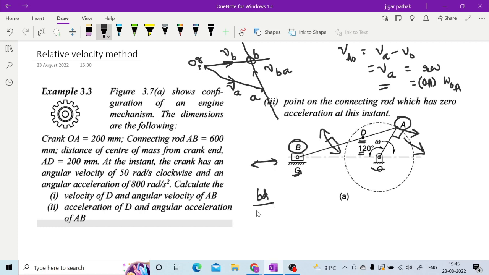you are having BD and BA with you. So here also you are having this BD and BA. So small BA is known to you from this velocity diagram. Capital BD and capital BA are also known to you because these link lengths are already with you. You are given what is AD, so you can calculate BD and AD. These are physical link lengths.